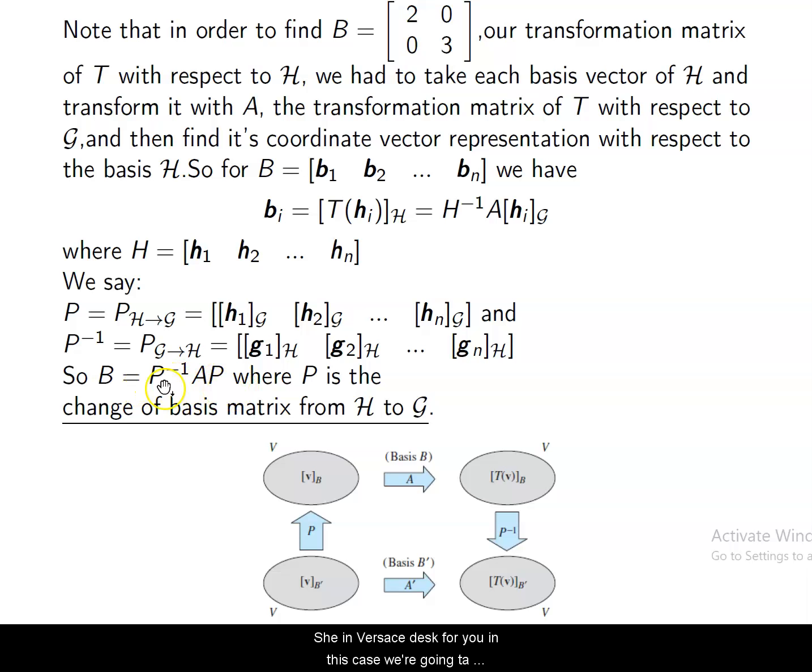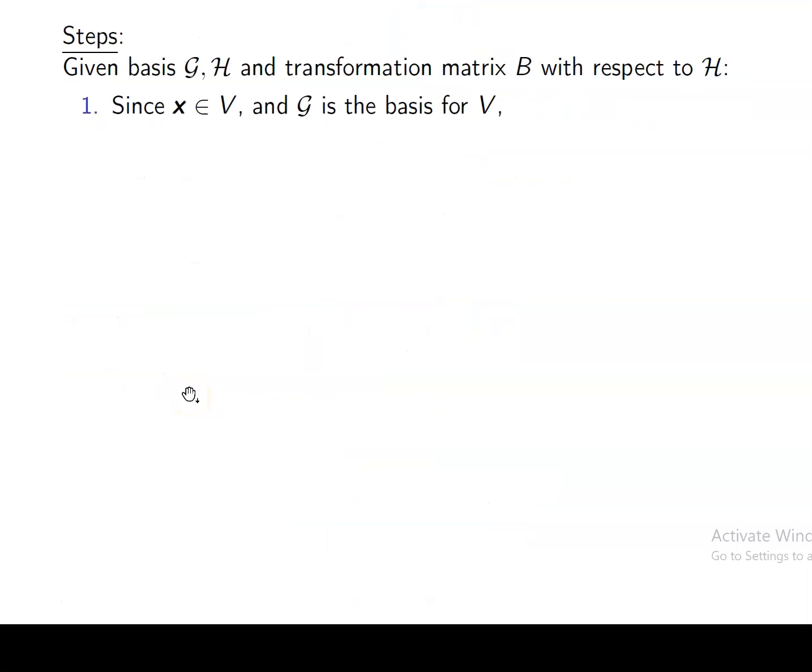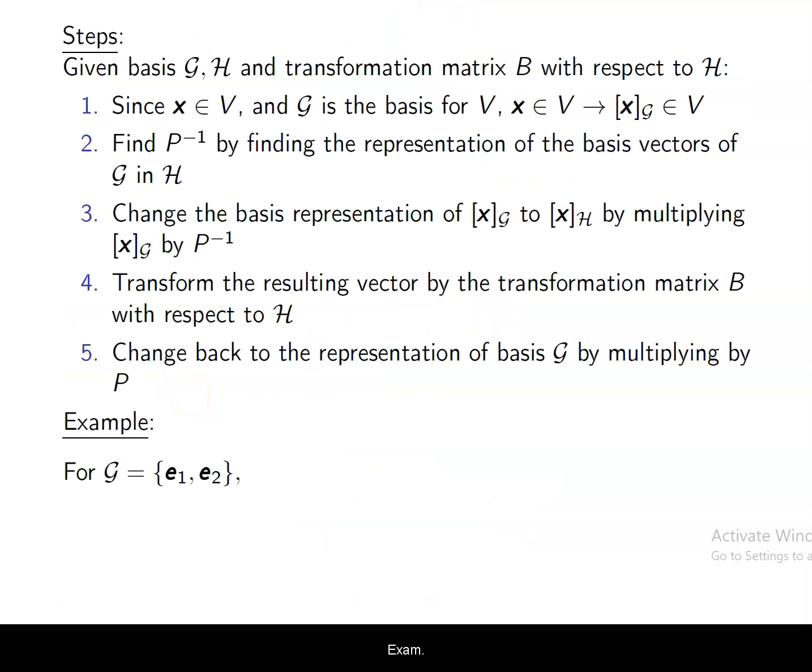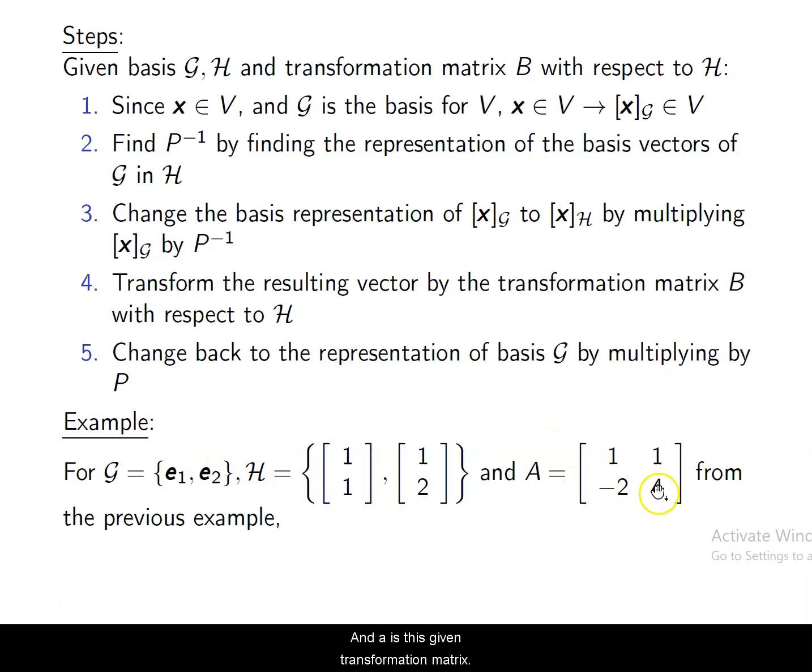Okay, in this case we're going PAP inverse because we have B and we don't have A, so there's a slight moving around of this, right? So for example, let's say we have the previous example where our basis for G is the standard basis, H is 1, 1, 1, 2, and A is this given transformation matrix. So notice here, I don't know what B is. So I'm going to do the same thing here, but slightly different because that's how this order goes.